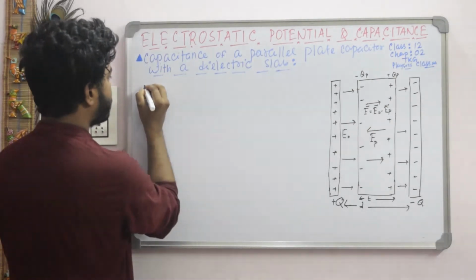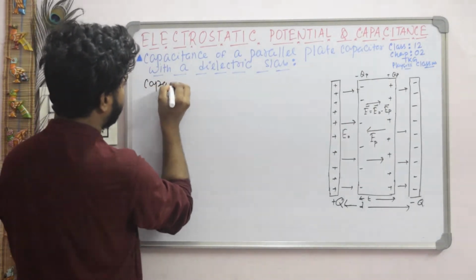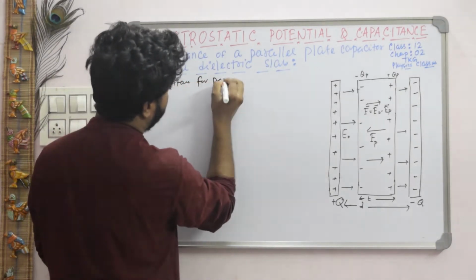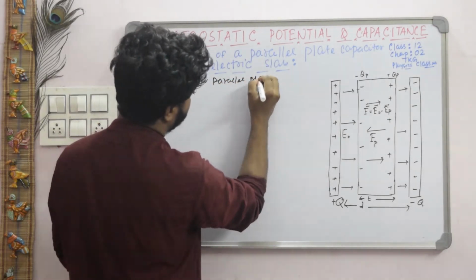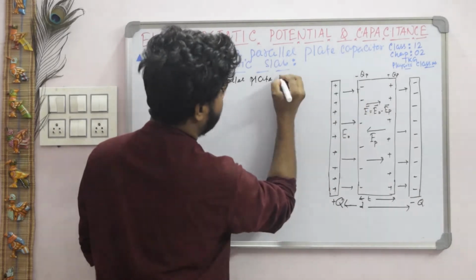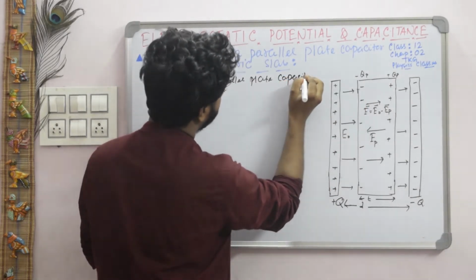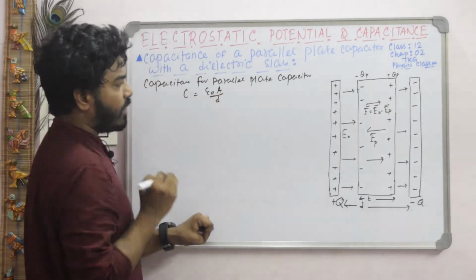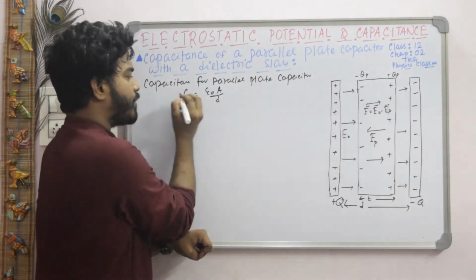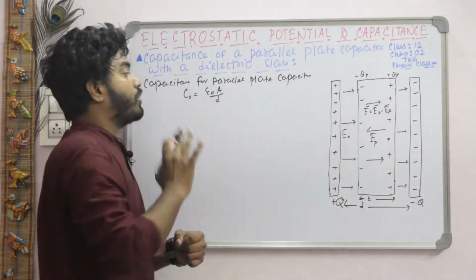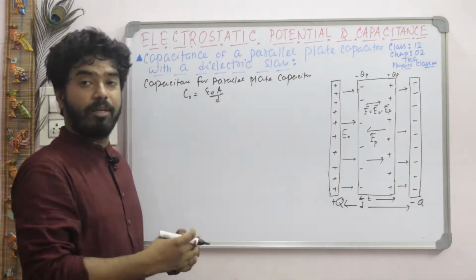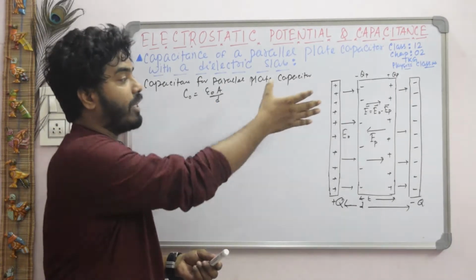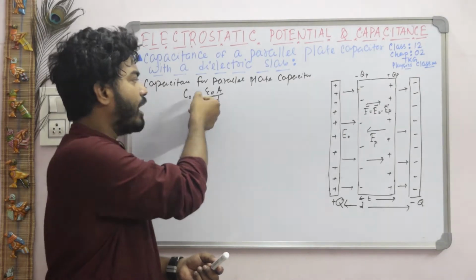So the capacitance of the parallel plate capacitor when there is no dielectric slab is an expression all of you know: C is equal to epsilon naught A by D. Suppose we express this capacitance by C naught. What is epsilon naught? It is the permittivity of free space, A is the area of the plate, and D is the separation between the two plates. All of you already derived this part.